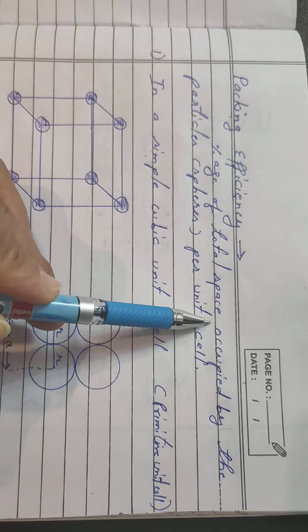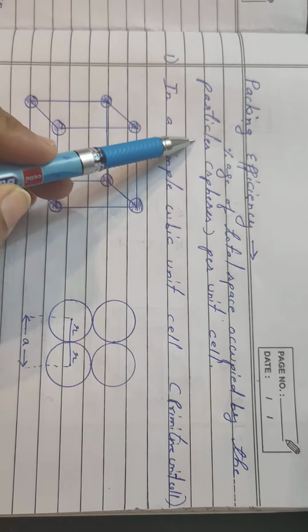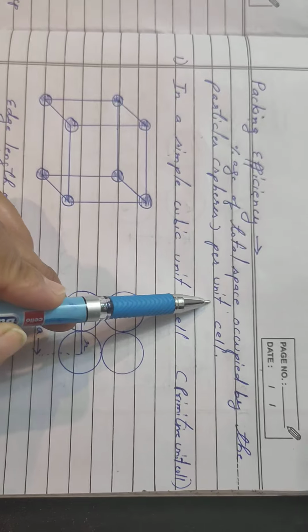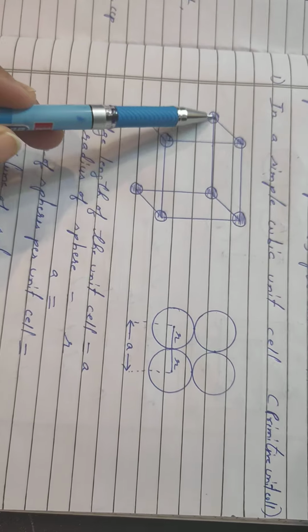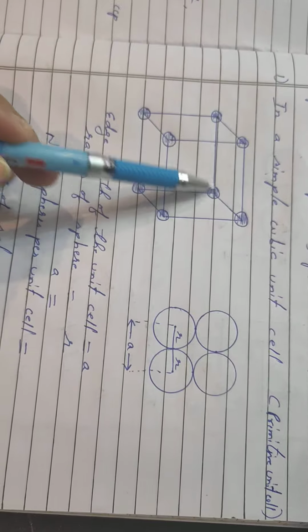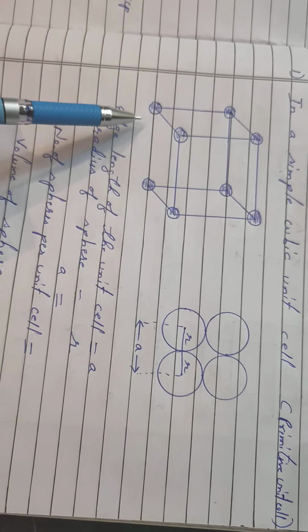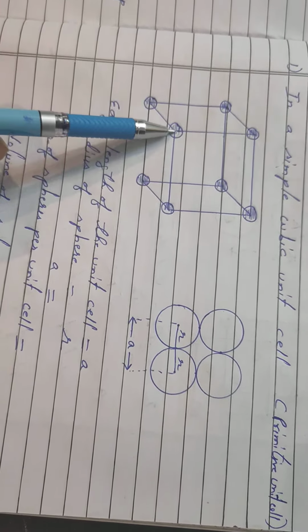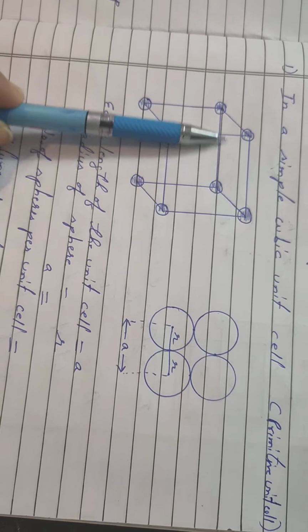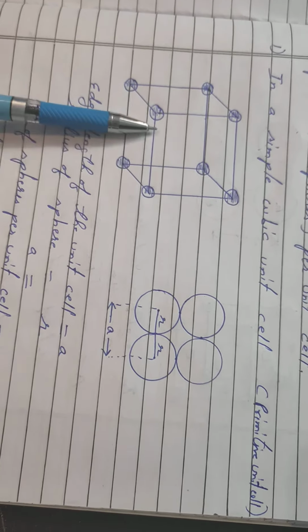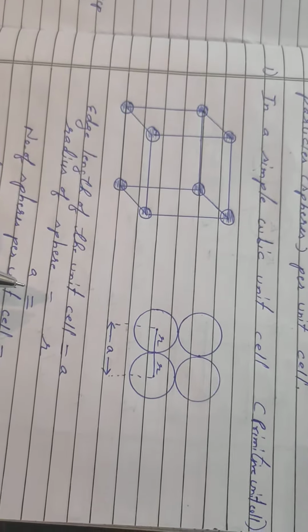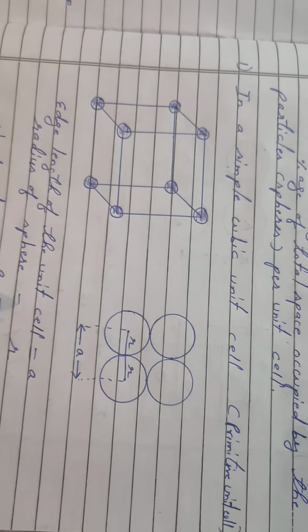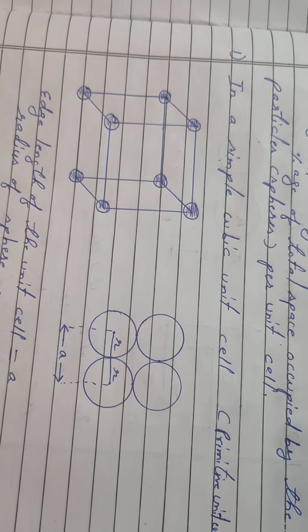Percentage of total space occupied by the particles per unit cell. Means इस unit cell में spheres ने कितनी space occupy की है? The percentage space occupied within this unit cell is known as packing efficiency. So we will calculate packing efficiency in all the types of unit cells one by one.